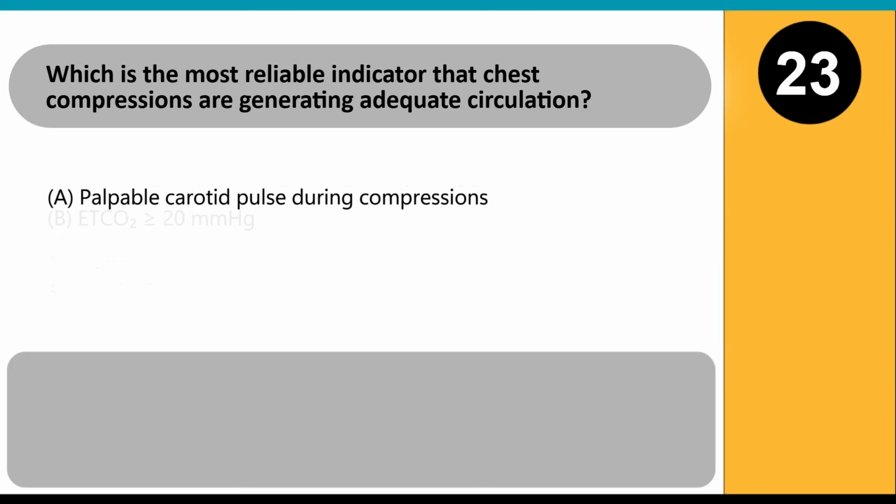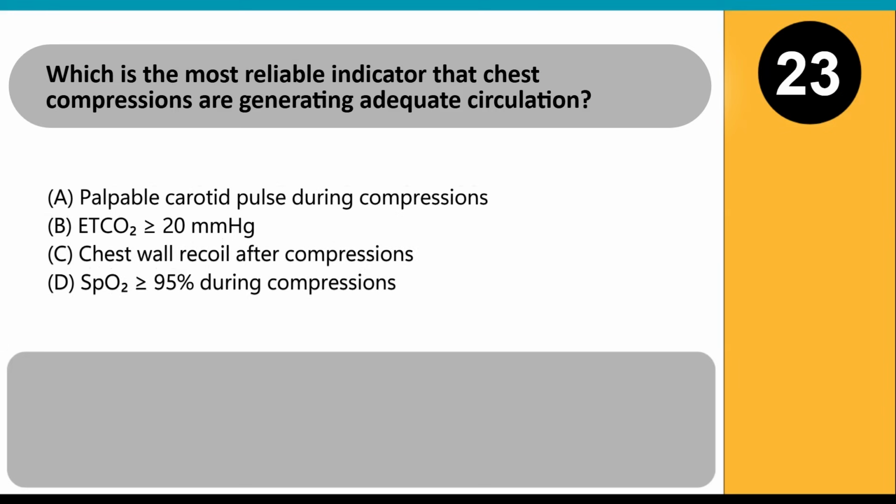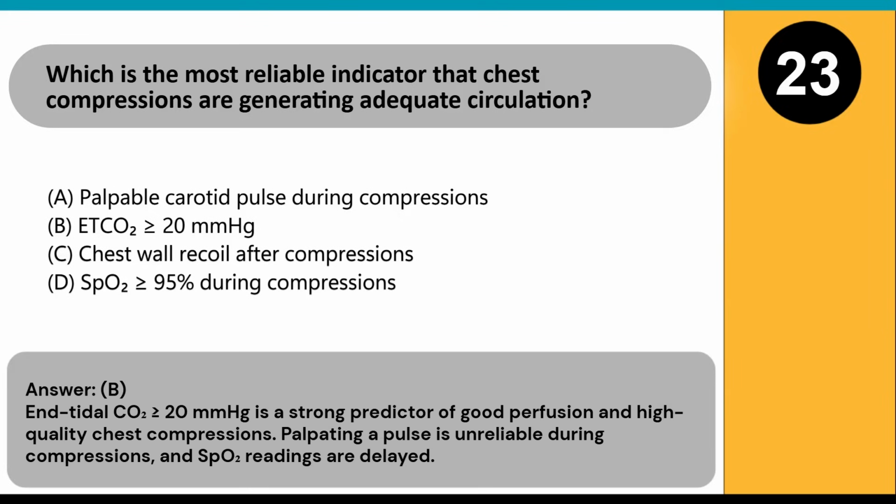Which is the most reliable indicator that chest compressions are generating adequate circulation? A. Palpable carotid pulse during compressions. B. EtCO2 greater than or equal to 20 mmHg. C. Chest wall recoil after compressions. D. SpO2 greater than or equal to 95% during compressions. Answer: B. End-tidal CO2 greater than or equal to 20 mmHg is a strong predictor of good perfusion and high-quality chest compressions.